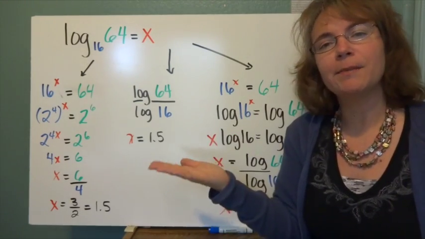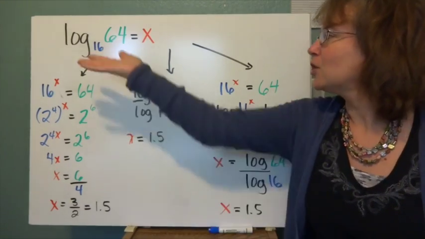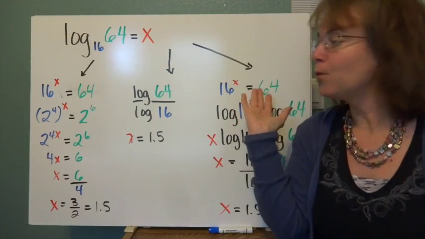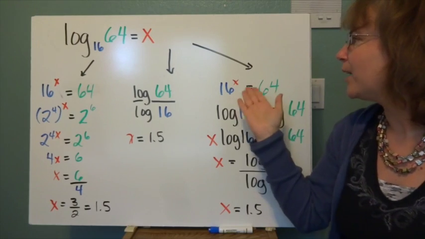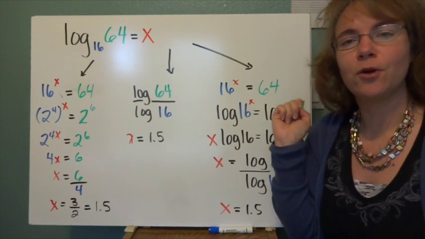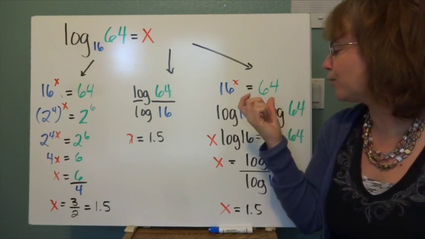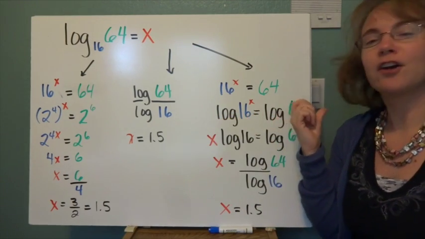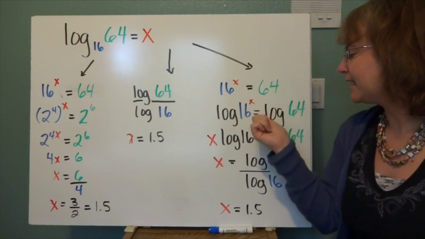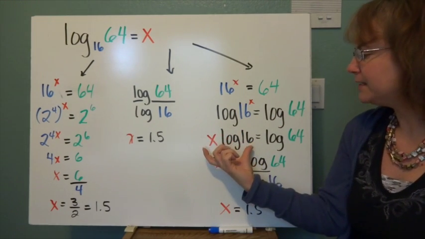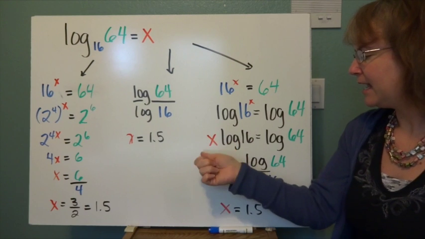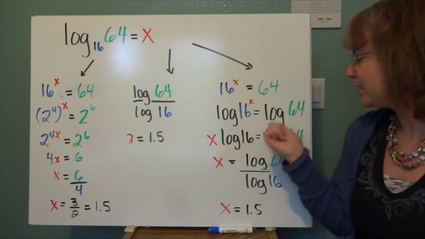Now I don't always remember the change of base formula, so oftentimes I will use this. It'll work every time, and I don't have to remember the change of base formula. So I have 16^x equals 64, writing in exponential form, and then I'm taking the log of both sides. Log of 16 to the x equals log 64, and then bringing that exponent out in front by properties of logarithms.